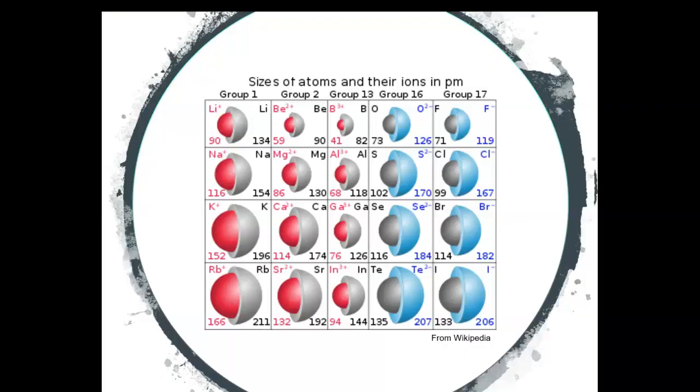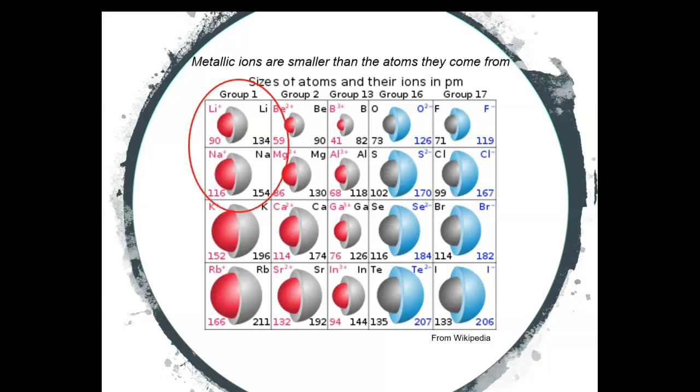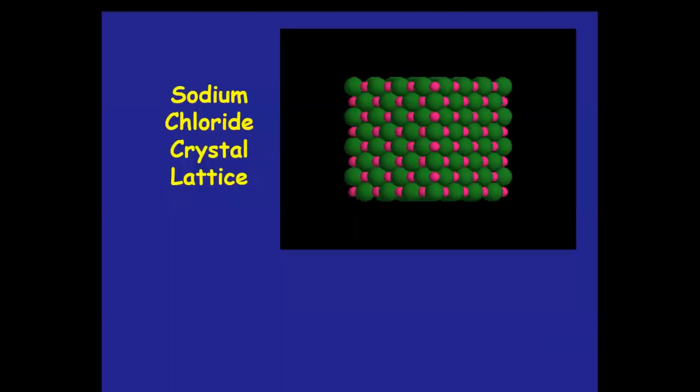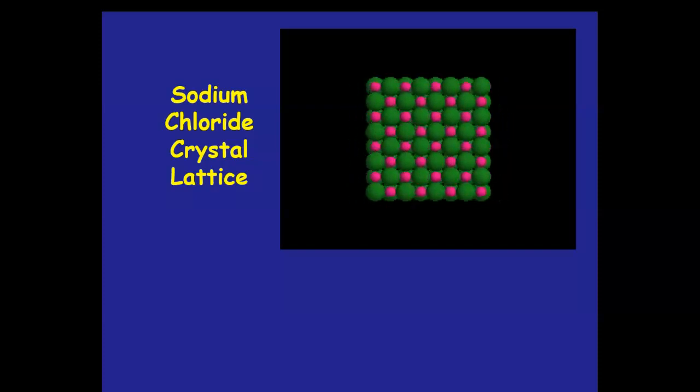This gives you a picture of representative elements from the periodic table and their relative sizes of the ion and the atom. The gray outline or sphere represents the size of the atom, and the colored, red for the cations and blue for the anions, the colored is the ion itself. So metallic ions are smaller than the atoms they come from, and non-metallic ions are larger than the atoms they come from.